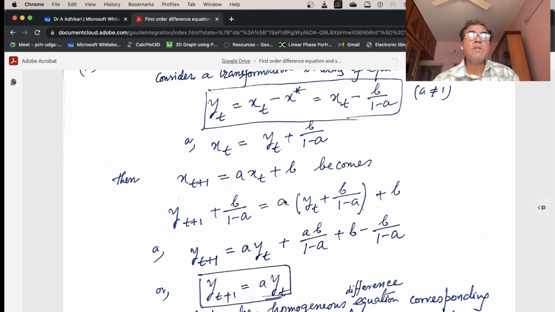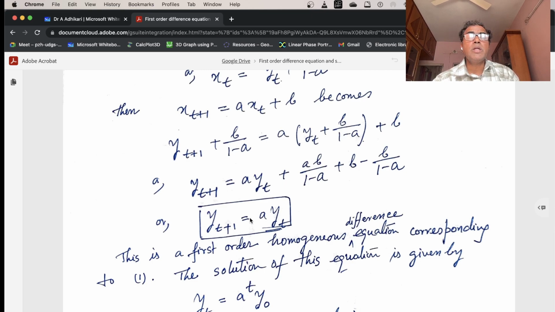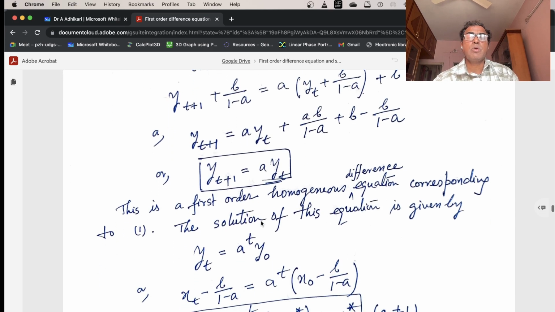So the given difference equation becomes, in terms of y: y_{t+1} plus b by 1 minus a equal to a into y_t plus b by 1 minus a, plus b. Actually, we put t plus 1 in place of t, so x_{t+1} equal to y_{t+1} plus b by 1 minus a. After simplification, you get y_{t+1} equal to a y_t, and there is no constant term here. So obviously this is the first order homogeneous equation.